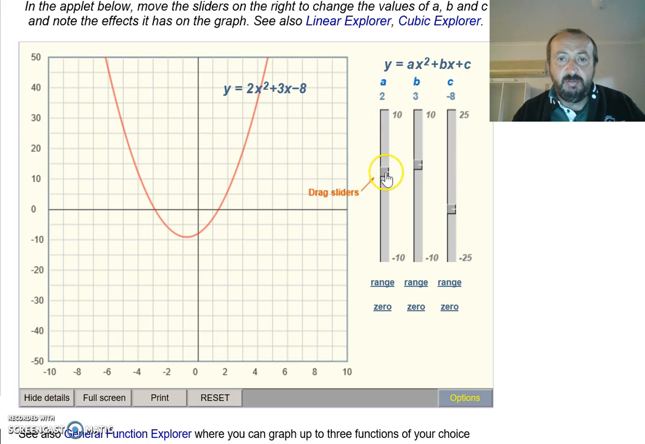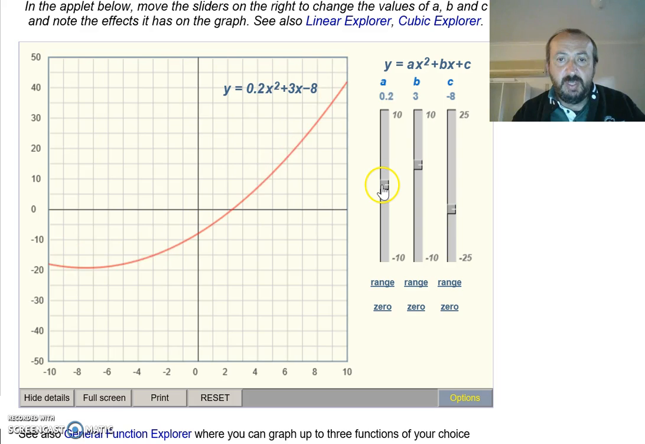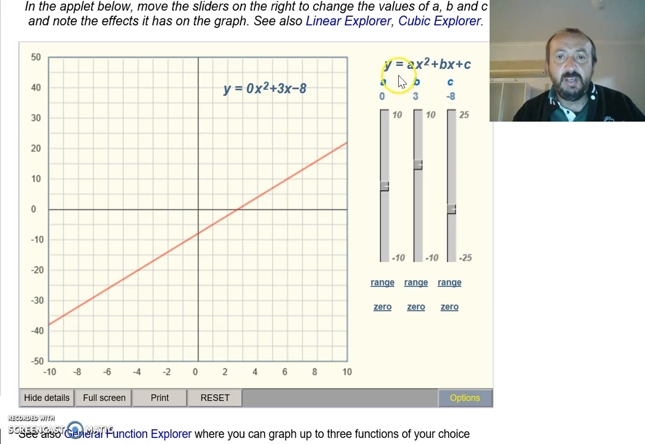So I'll just quickly pull a down, I'll try and get it to 0. There she goes, that equals 0. And I can get it from 10 to minus 10. There, that's a straight line. You've just got y equals 3x take 8. So that's what we say in the general form: y equals ax squared plus bx plus c, where a, b, and c are real numbers and a must not equal 0, because if it's equal to 0, you just get a straight line.